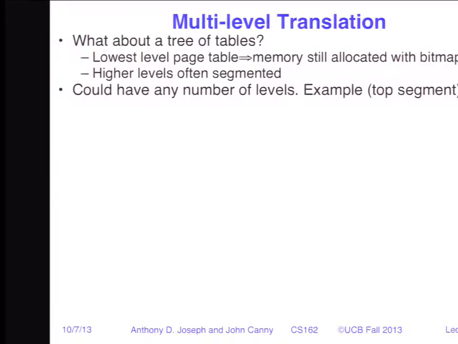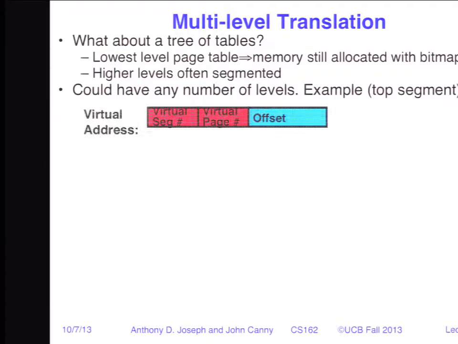So let's say we have a segment top level, and then pages at the next level. Here, our virtual address is composed of a virtual segment number, a virtual page number, and an offset within a page. Remember, with paging, since our lowest level is paging, our offset is an index into the page. There's no addition as we have with segments. It's something that students always get confused with. With segments, we have to add the offset to the base. With paging, the offset is relative to the start of the page. So there's no addition that has to happen.